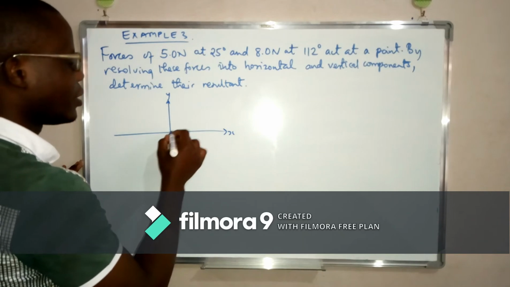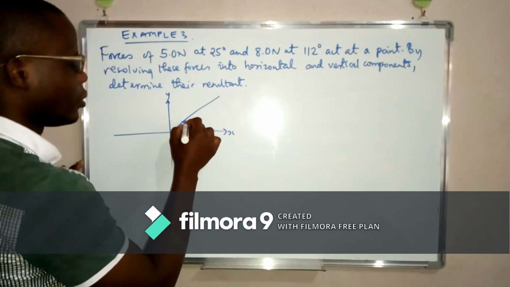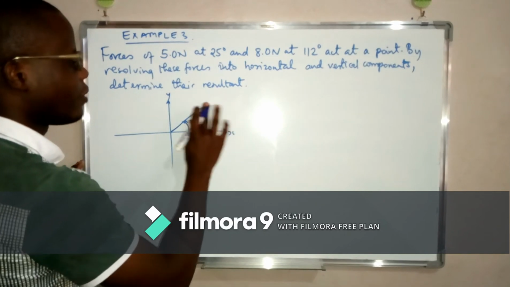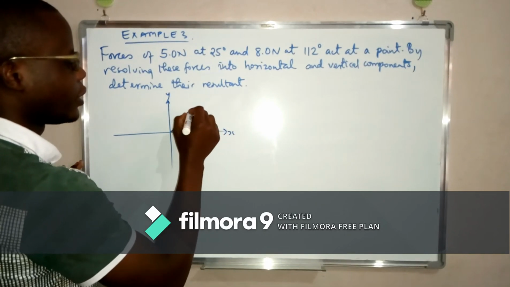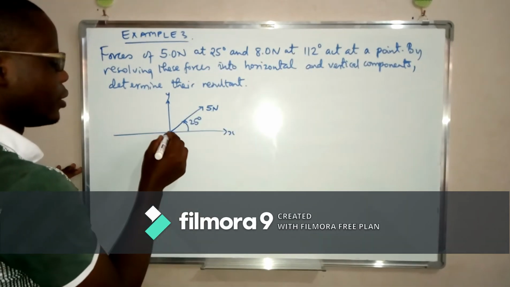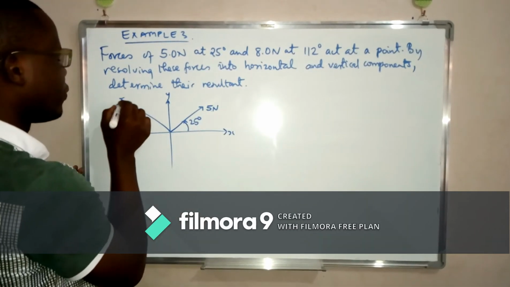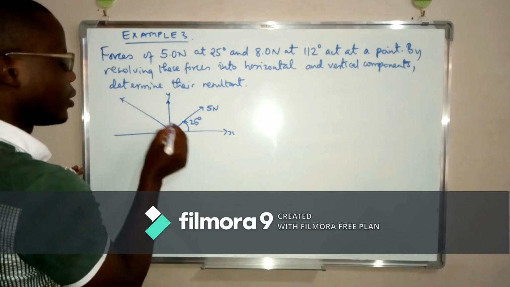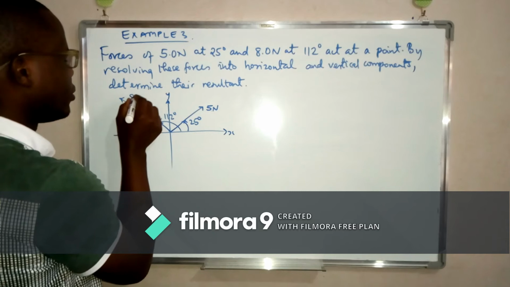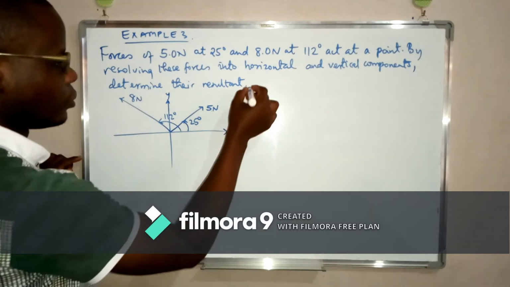One force is acting at 25 degrees and its magnitude is 5. It has to be shorter than the other one, so 5 newtons. And you have another force which is acting at 112 degrees and its magnitude is 8 newtons.